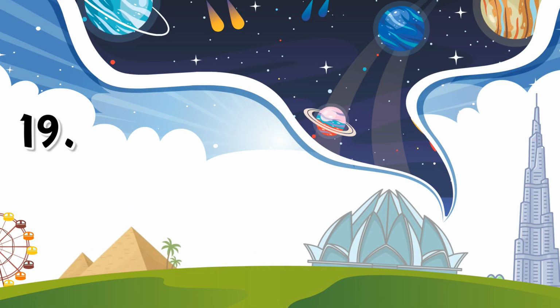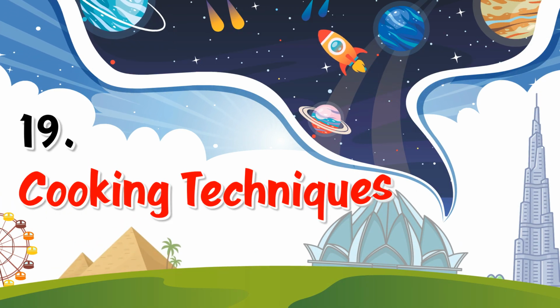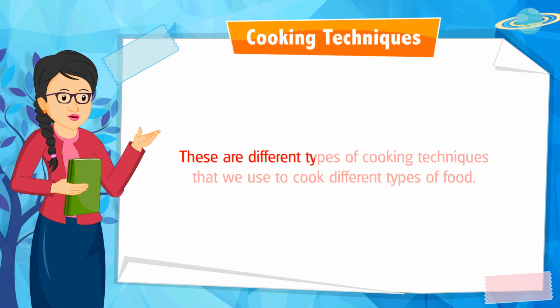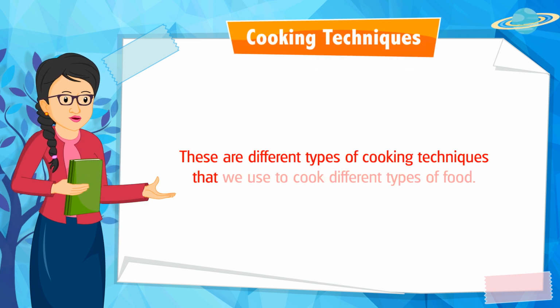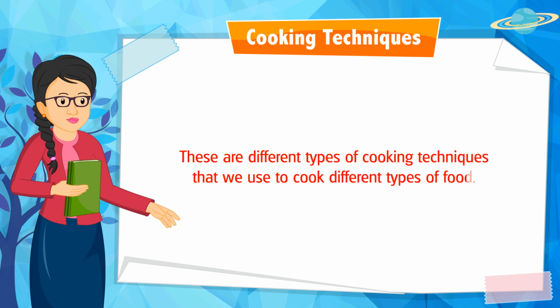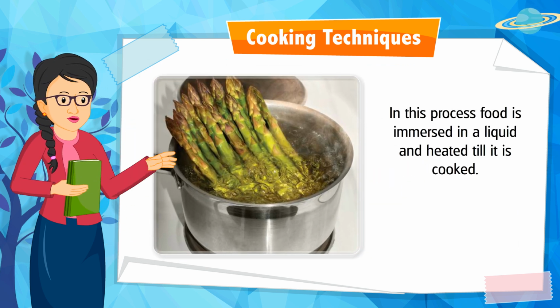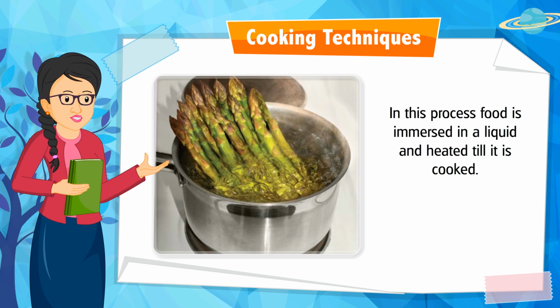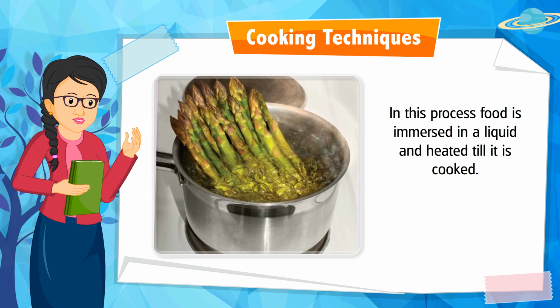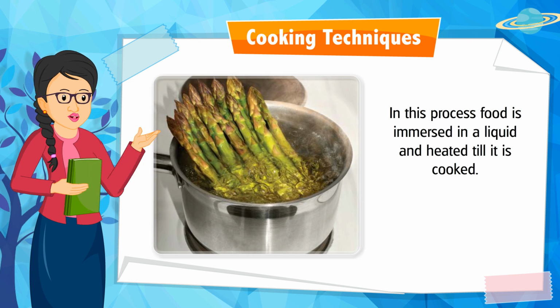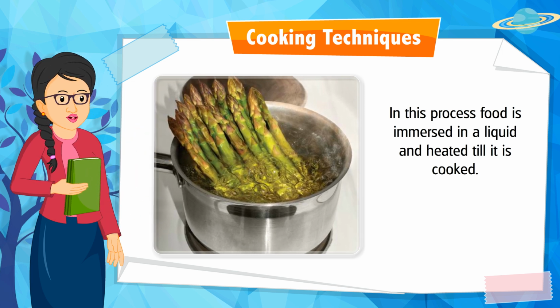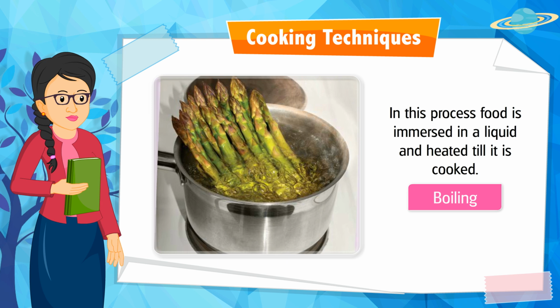Chapter 19: Cooking Techniques. There are different types of cooking techniques that we use to cook different types of food. Let's identify them. In this process, food is immersed in a liquid and heated till it is cooked. Can you identify it? It is boiling.